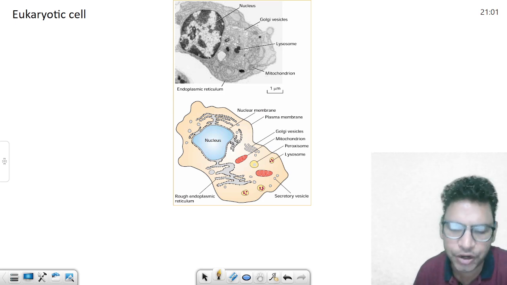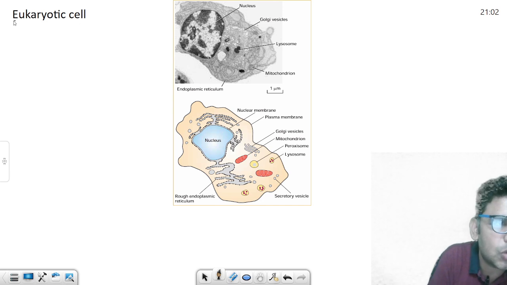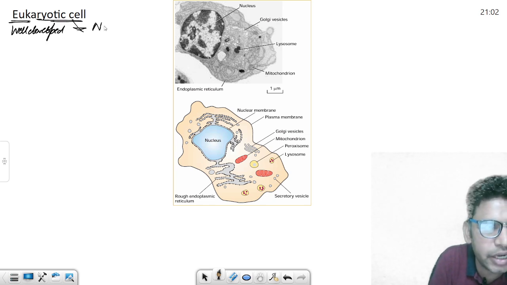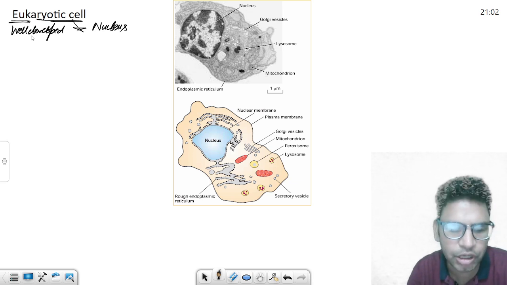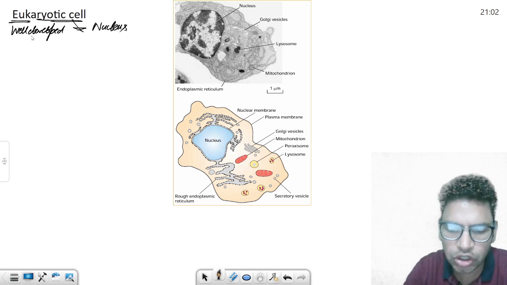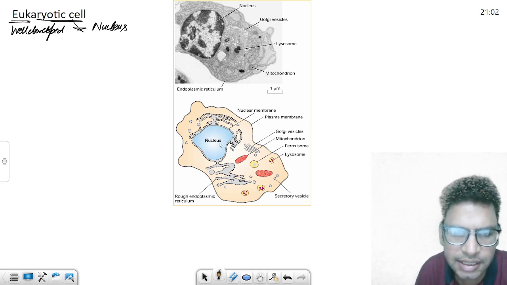Let's talk about eukaryotic cells. A eukaryotic cell is a well-developed cell, right? In this kind of cell, the nucleus is well-developed, and the DNA is nicely packed up. So this is the nucleus.